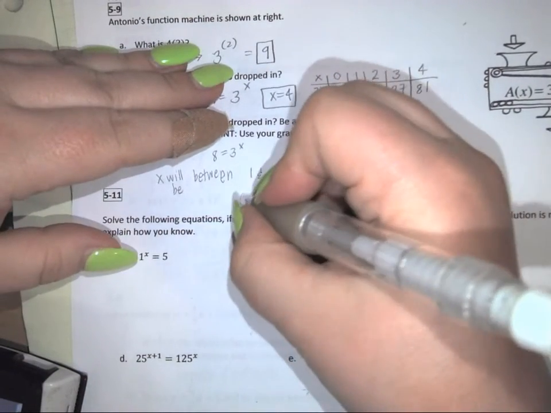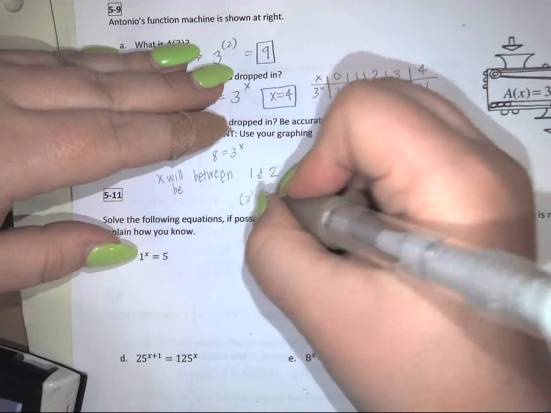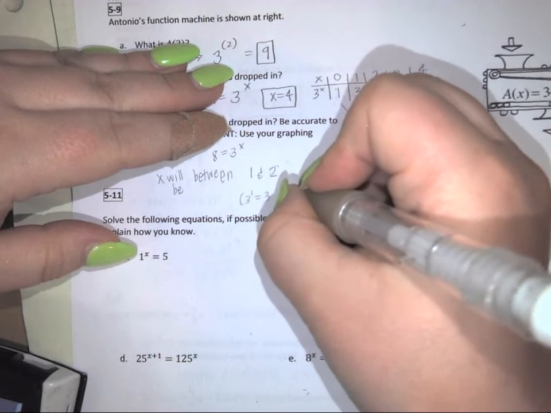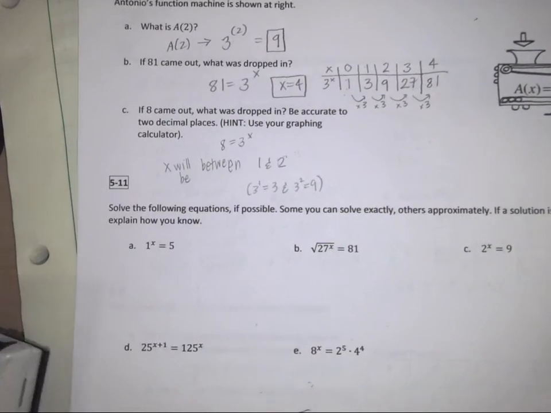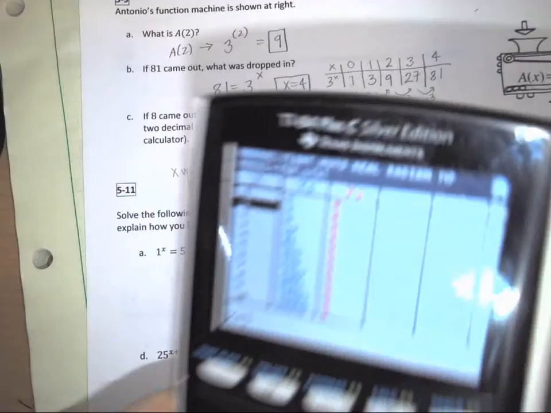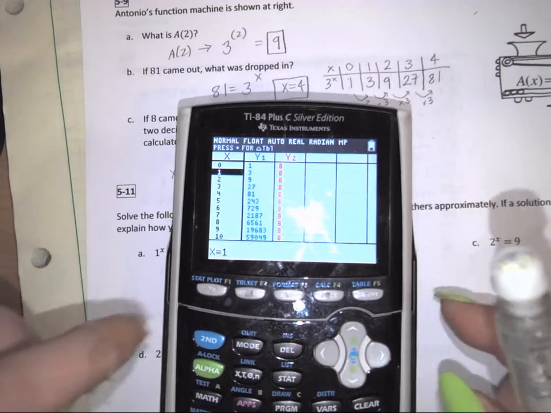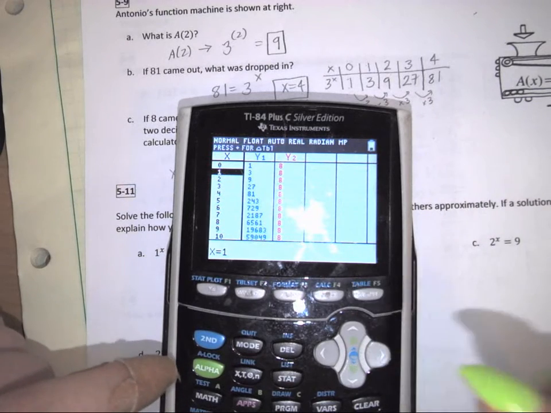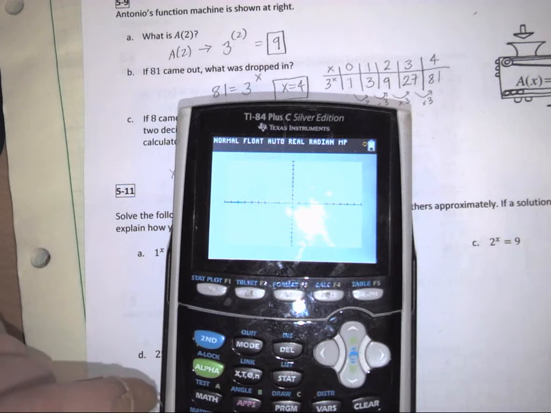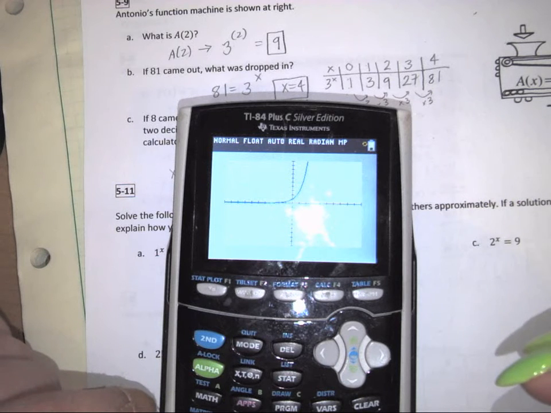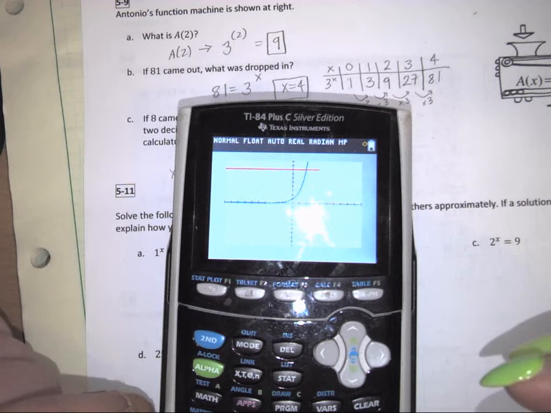Again, because 3 to the 1 is 3 and 3 to the 2 is 9, it skips over 8. So now let's look at our graph. Go back here and press Zoom 6 to get our standard graph. Here's our exponential function, and here, slowly but surely, is our y equals 8.